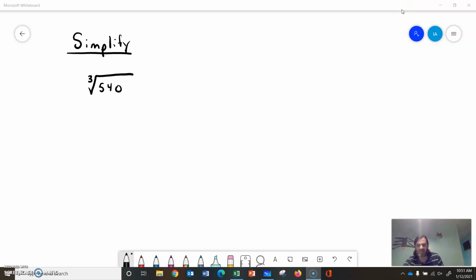So I need to figure out how 540 breaks down. So I'm going to do a prime factorization of it. Now, it is even, so it's divisible by 2, but I also notice it ends in 0. So maybe I'll start with dividing it by 10. That'll make my numbers a little bit easier to manage. So let's see. I can use a calculator there, but 10 times 54. Now I know 10 is 2 times 5, so I'm done with that side of it.